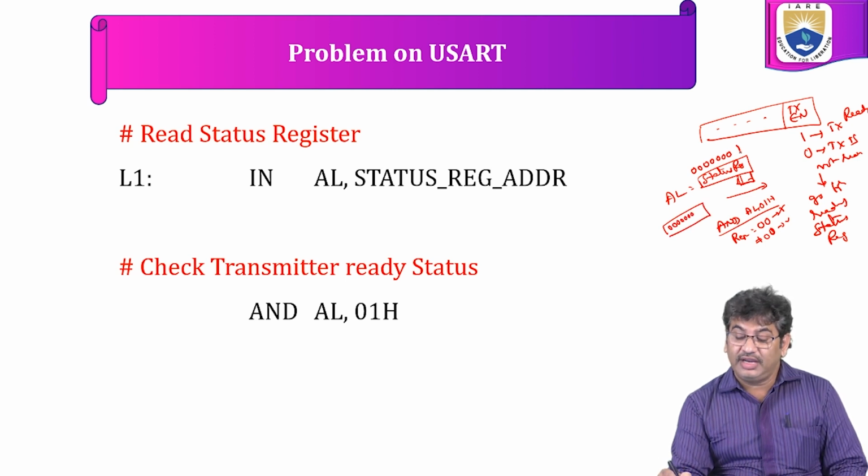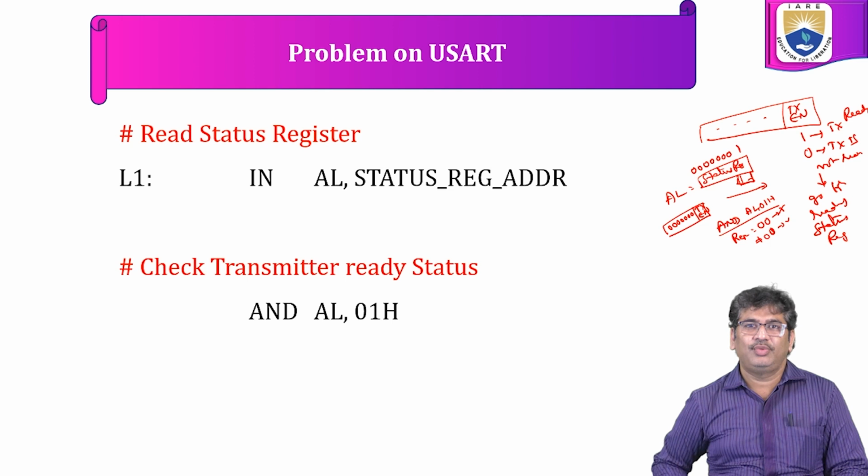The last bit we are ANDing with 1, so this bit will be retained the same as that of the transmitter enabled. So if the AL contents after ANDing with 01 is 0, it indicates the transmitter is not ready. So again, we go for looping to read the status register, that is label L1.